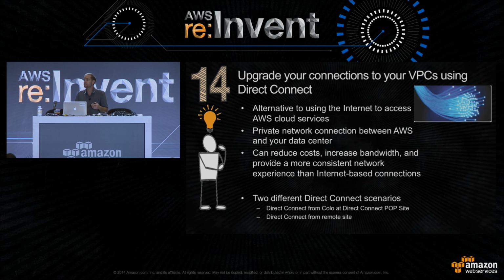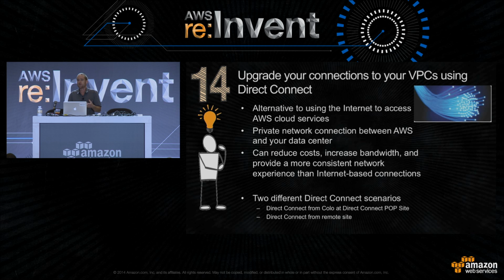So many reasons why customers choose to use Direct Connect. Could be network latency, jitter, better performance, more consistent performance, or potentially cost, and we'll talk more about costs coming up. There are also two different scenarios. There's the Direct Connect from colo to Direct Connect POP site. So let's say you're coloed in a Direct Connect POP.